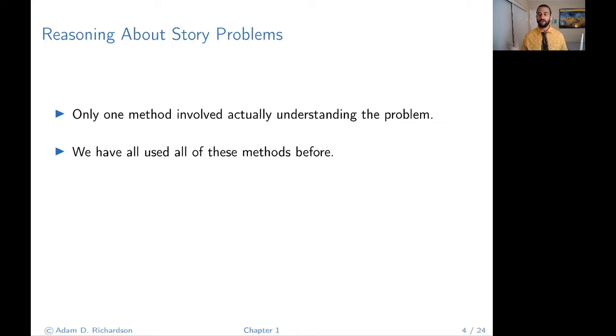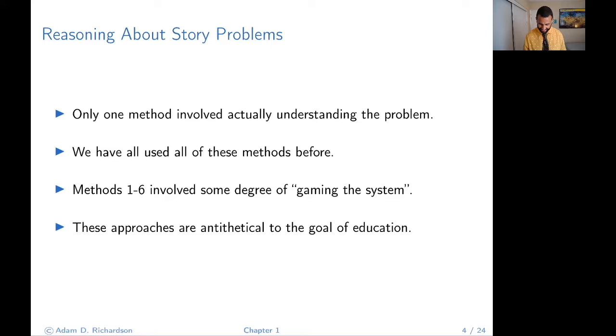So again, first of all, we've all used these methods before, so don't feel bad if you've done that yourself. In fact, you're encouraged to do it on a lot of standardized tests because the point is to pass the test. But the truth is that those approaches are all antithetical to the goal of education. Education is about gaining knowledge and deep understanding of things, and methods 1 through 6 do not do that for you. They don't do that at all.